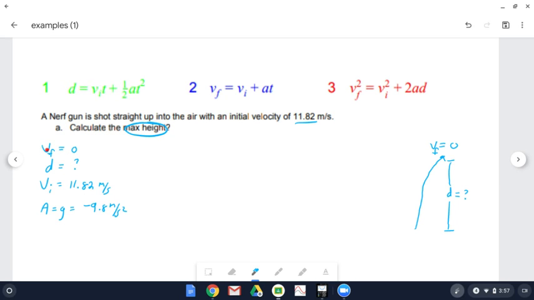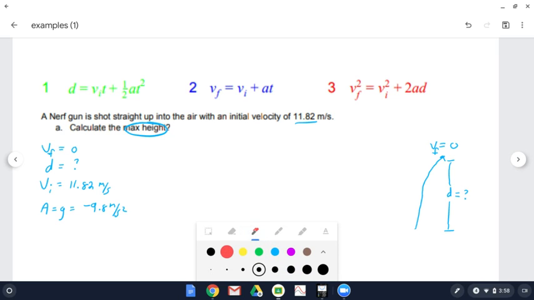VI, A, there's A, and T. Again, no T. That one doesn't work. So it should be this third one, but let's just check to make sure. VI, A, there's A, and D. Perfect. So it is that third one. That's one we're going to use.